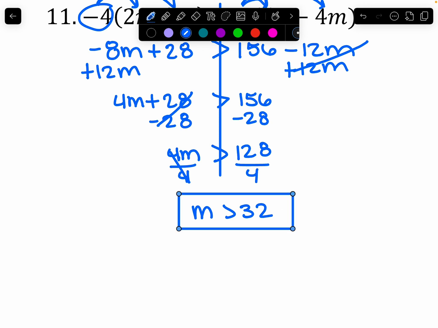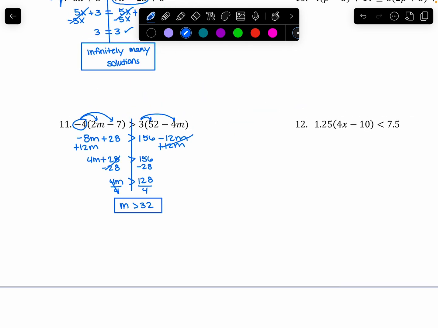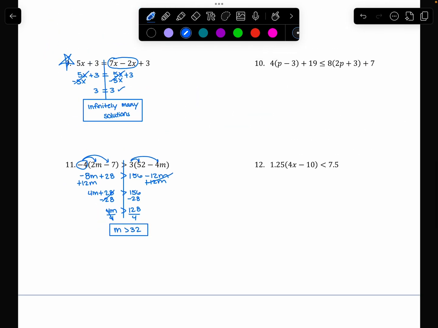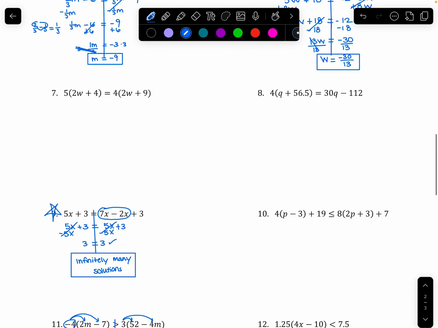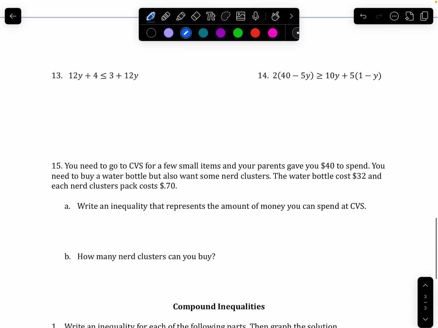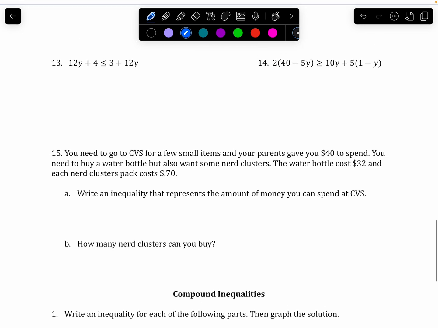We didn't need to flip our inequality symbol because we did not do any kind of multiplying or dividing by a negative number, so we are good. Okay, so that is the idea behind solving multi-step equations. You have done this before. You have done this in middle school. This isn't brand new to you. However, I just wanted to kind of go back through with you to remind you how to actually do this.